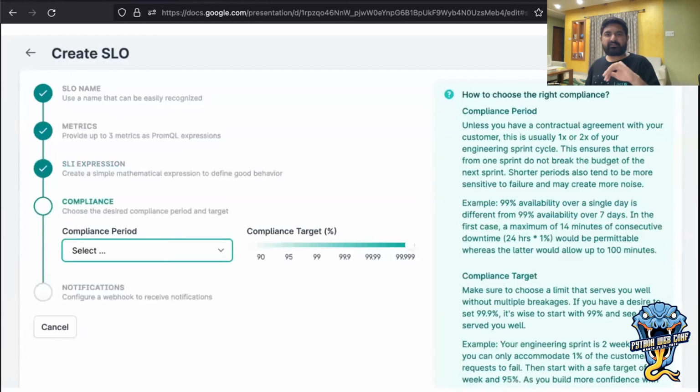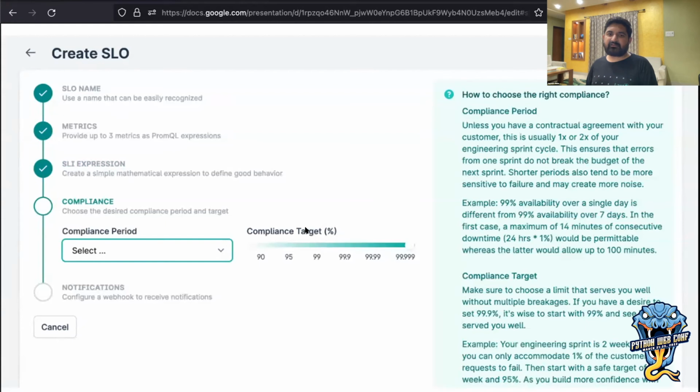And the next thing becomes, as we define in the workflow, selecting the compliance duration, or compliance period, and the compliance target. So the compliance period can be 1x or 2x of your sprint cycle, so that if any bugs have been introduced in the sprint, it shouldn't affect the error budget for the next sprint, right? So we are setting it to 7 days or 14 days as per the sprint cycle.